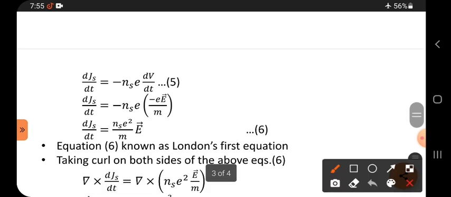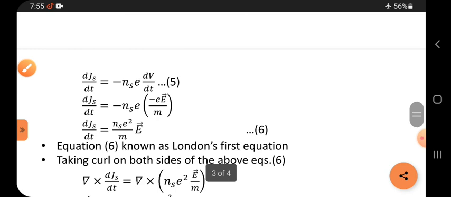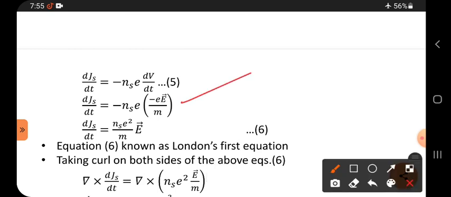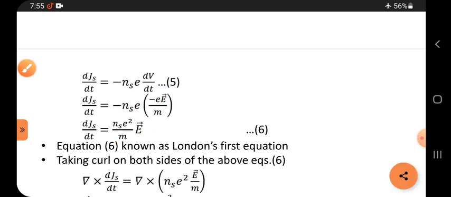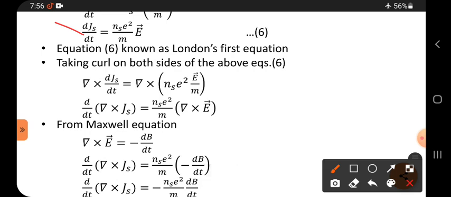Now we know dv by dt from the earlier equation, which is dv by dt equal to minus e by m. Minus e by m is substituted here. Now this minus becomes plus, giving ns e square by m into E. Let it be equation 6. This equation 6 is called London's first equation.